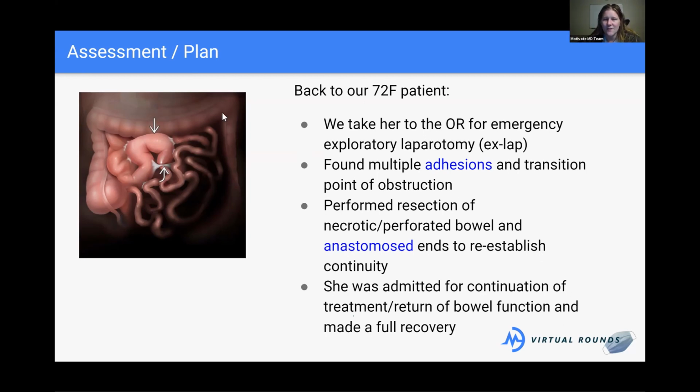Because she was so sick, she had this awfully high lactate. She was admitted to the hospital for continuation of her treatment. We gave her IV antibiotics and IV fluids. Eventually you have return of bowel function, and she made a full recovery. I write these cases, they're not real, and I always give them happy endings. Sometimes it's not always like that. One of my patients from a couple of weeks ago is still in the ICU, having had a very similar presentation to this.